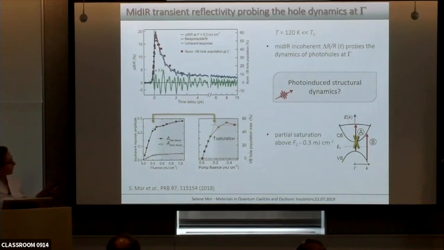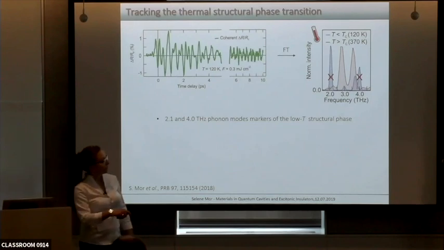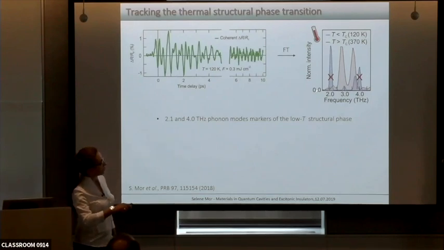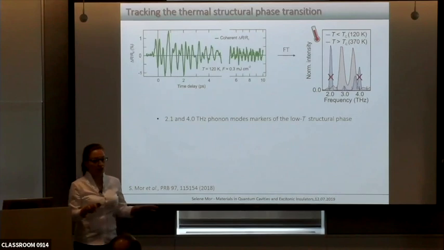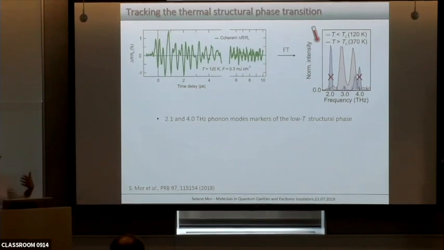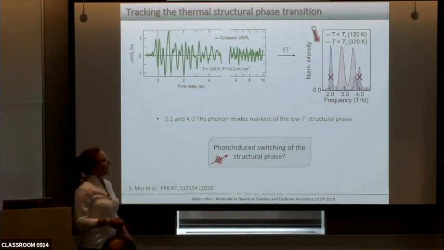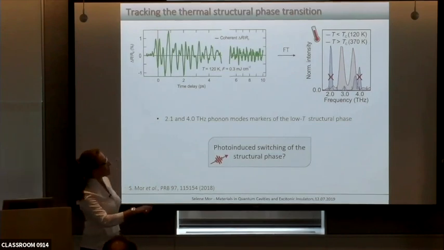We now look at the coherent response of the optical response. By Fourier transforming the coherent part above and below the critical temperature, we see that the phonon spectra change quite a lot, and there are two modes at 2 and 4 terahertz which disappear in the high temperature phase. So we can follow how their photon-induced dynamics evolve in the low temperature phase. Particularly, there are two new modes.